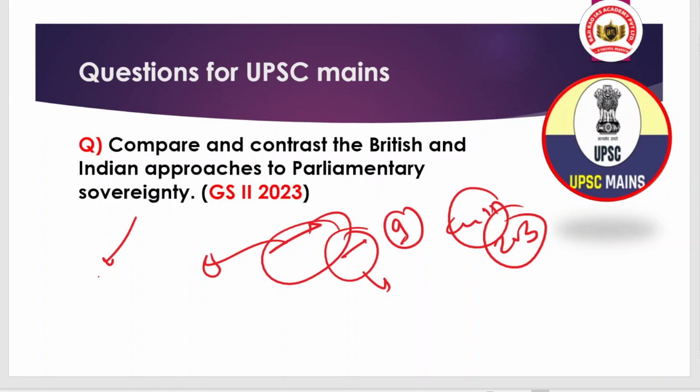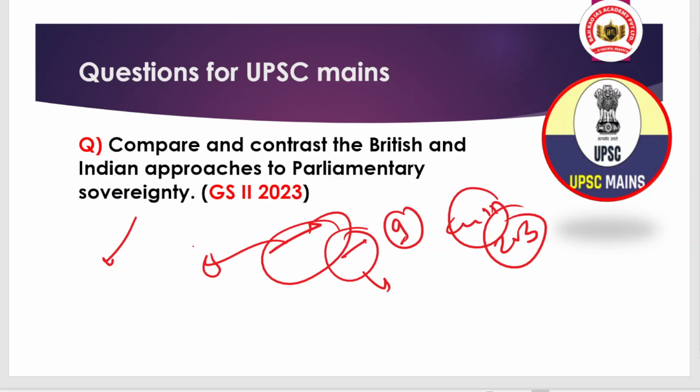That will be an idea that will determine the concepts and topics you should focus on. So the question is: compare and contrast the British and Indian approaches to parliamentary sovereignty. Recently we discussed the issue of parliamentary sovereignty, where the Supreme Court in its recent judgment tried to maintain it. And what do you mean by parliamentary sovereignty?